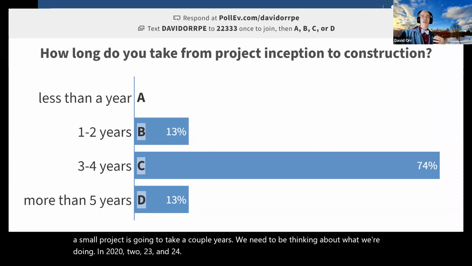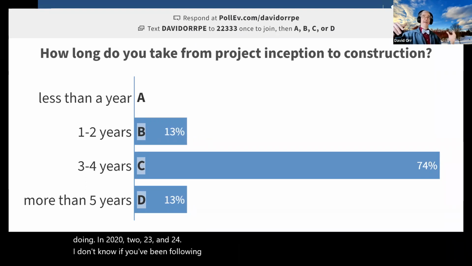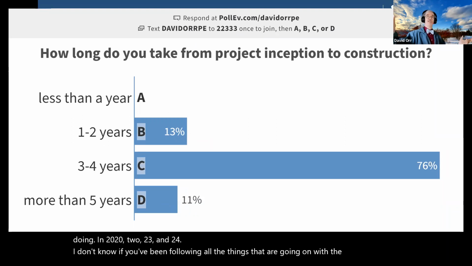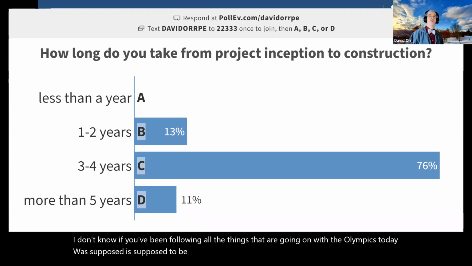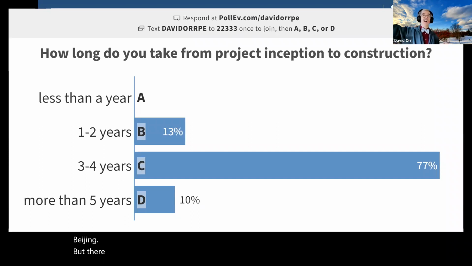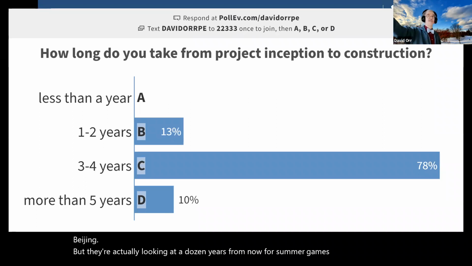I don't know if you've been following all the things that are going on with the Olympics. Today is supposed to be the opening ceremony of the Winter Games next year in Beijing, but they're actually looking at a dozen years from now for Summer Games. You have to look way into the future.